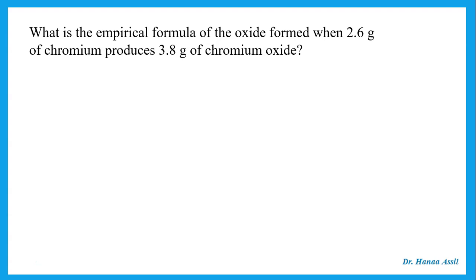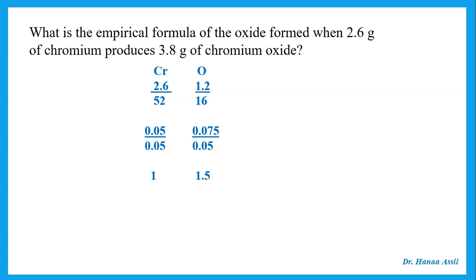Again, what is the empirical formula of the oxide formed when this many grams of chromium produces this many grams of chromium oxide? Remember, that means I'm starting with chromium, it's 2.6 grams. Now, if the oxide total is 3.8, that means the oxygen alone would be the rest of the 3.8. So the oxygen is 3.8 minus 2.6, that's 1.2. Again, divide by the molecular mass of each one. What comes out? Divide by the smallest. But in this case, when we divided by the smallest, we got a ratio of 1 to 1.5. Please do not round up that 1.5.